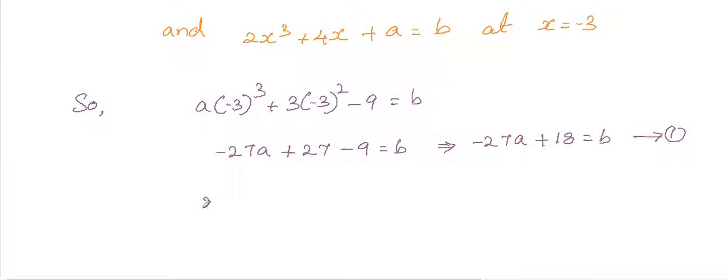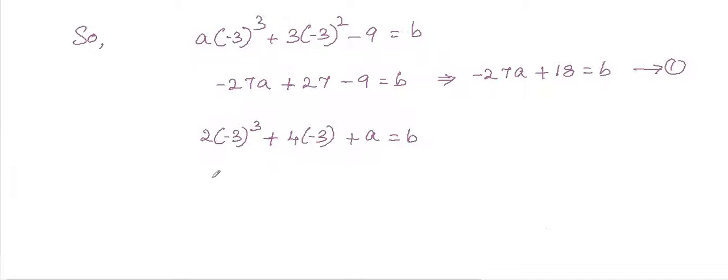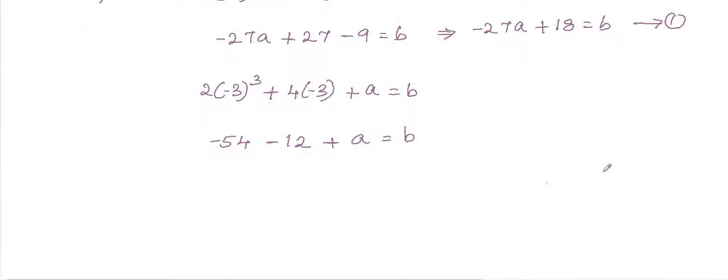And if we substitute x is equals to minus 3 into the second equation, we'll get 2 into minus 3 whole cube plus 4 into minus 3 plus a is equals to b. So minus 3 cube becomes minus 27. So minus 27 times 2 is minus 54. So minus 54, 4 times minus 3 is minus 12 plus a equals to b. So if we simplify this, minus 66 plus a equals to b. Let this be equation 2.